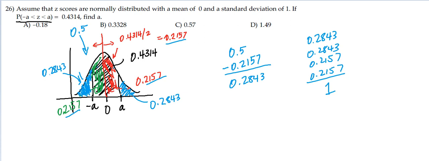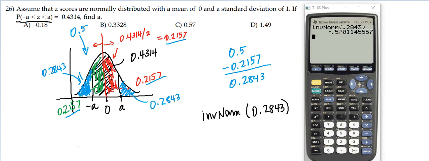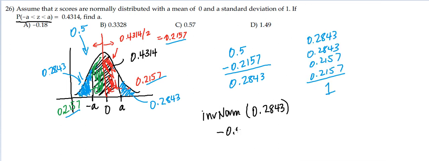So if we want to find this negative a, now we're at the easy part. Now that we've done this determination, you can go to your calculator and do inverse norm of 0.2843, that's one way to do it. You can also look it up on the table. If you're looking at the table, it's 0.2843. And so when we enter that on the calculator, you can see inverse norm of 0.2843 gives us negative 0.57. That's this negative a, so negative 0.57, meaning that a has to be 0.57, and that makes it equal to C.